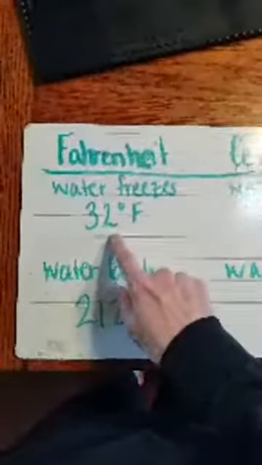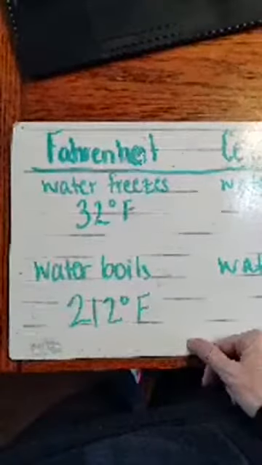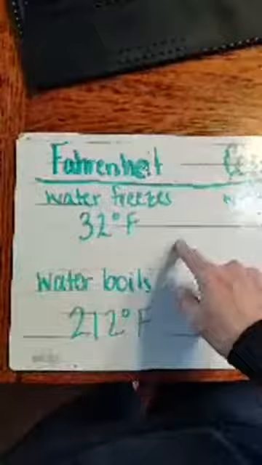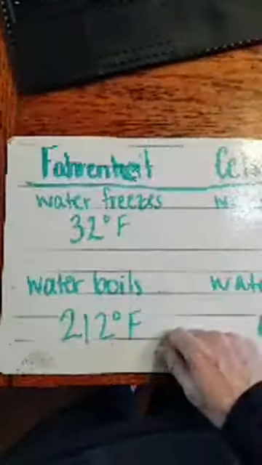Okay, so remember, if you can remember that at 32 degrees Fahrenheit is when water freezes, when we're in that area, we're going to be chilly. When we get up to those bigger numbers, getting towards 100, we're going to be warm.